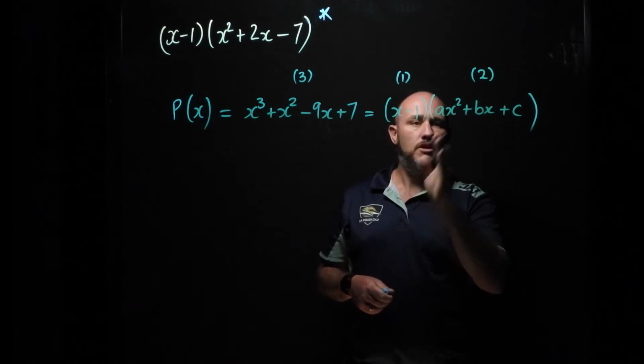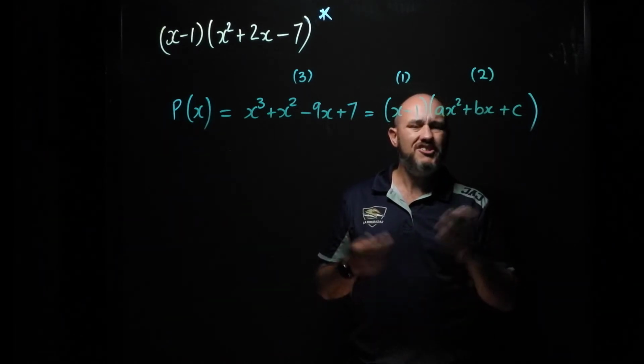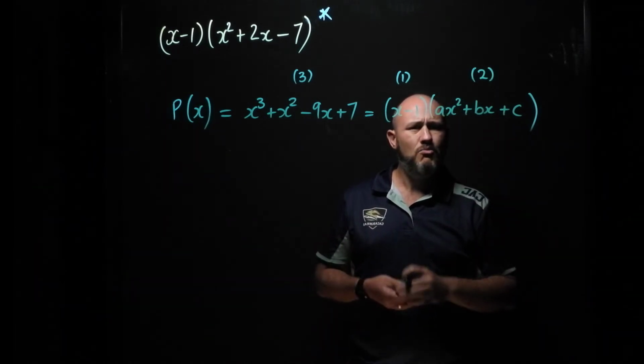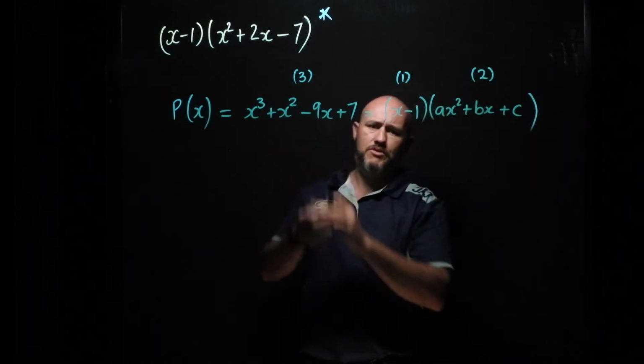So I've got x minus 1 times ax squared plus bx plus c. I just don't know what a, b and c are. I want to work that out. What should a, b and c be so that I come back with this?